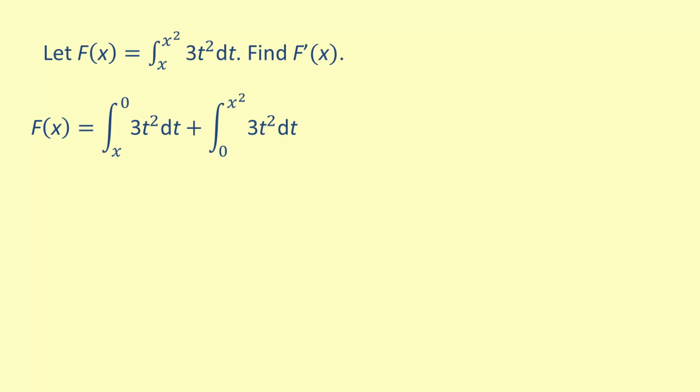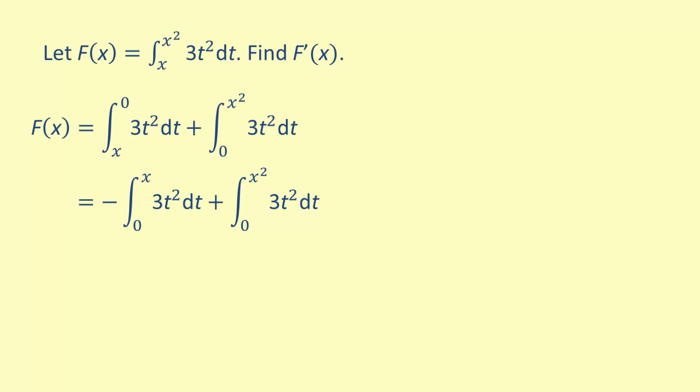One property of integrals states that if we switch the limits of integration on an integral and make the integral negative, we do not change the value of the integral. So let's do that on the first term. Now to find f prime, we must differentiate each term.